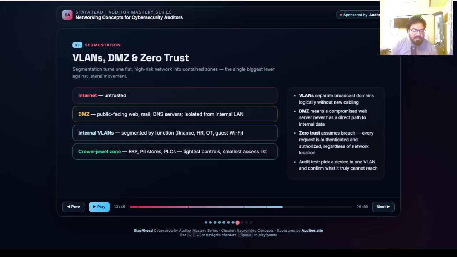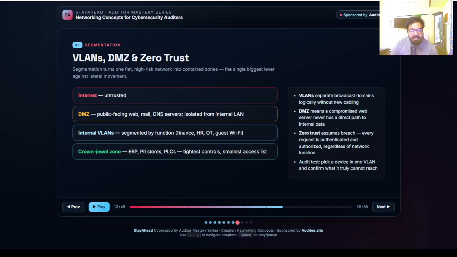Segmentation is the single biggest layer an organization has against lateral movement, and it turns one flat, high risk network into a series of contained zones. Picture it top to bottom. The internet sits at the top as fully untrusted. Just below it sits the DMZ, housing public facing web, email, and DNS servers, kept isolated from the internal LAN.